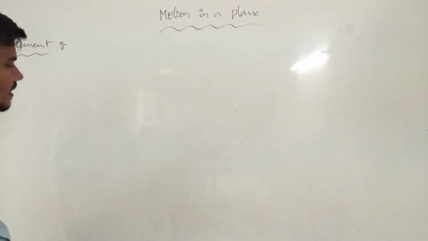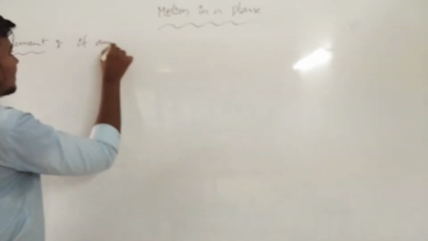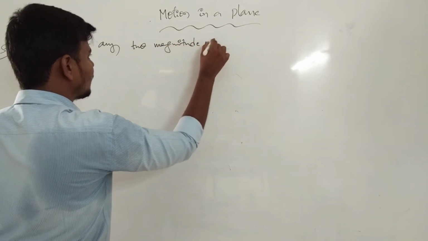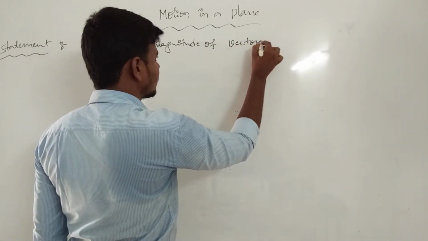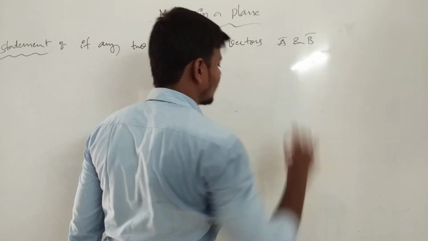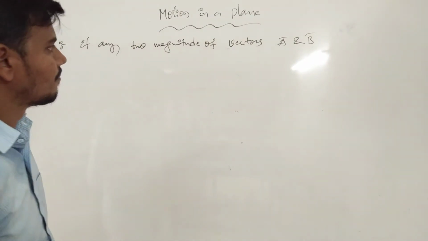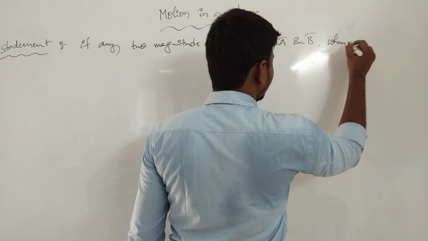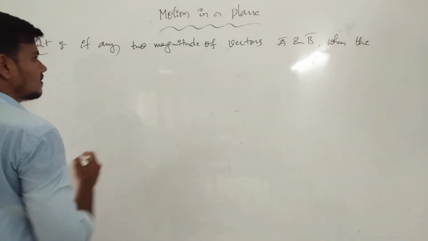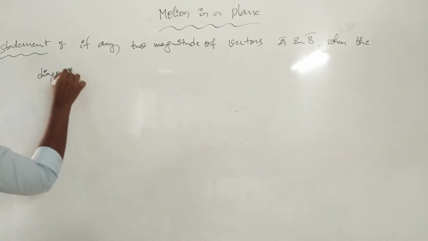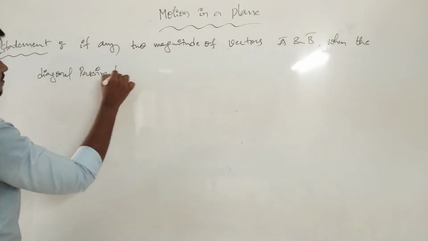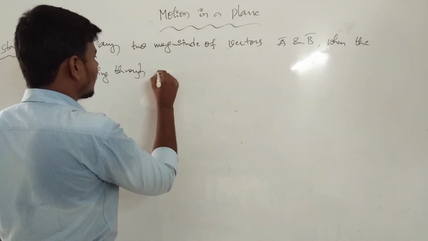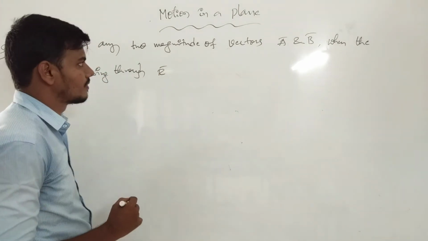There are two types of vectors. Okay. If any two magnitudes of vectors, A bar and B bar, when the diagonal passing through R. Okay, clear?